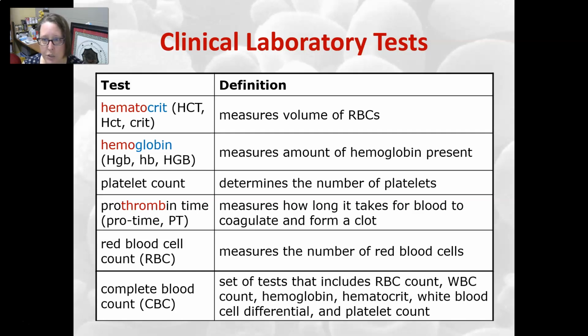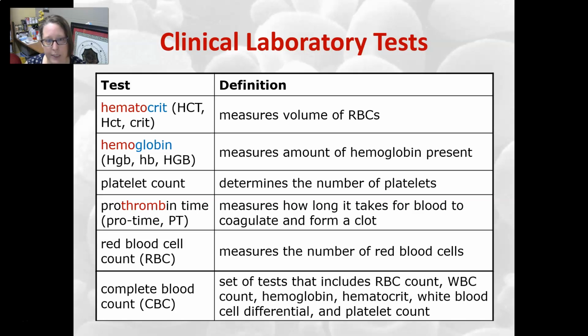It measures the volume of red cells as compared to the total volume of blood, and so it's a percentage. For example, it would be normal to expect hematocrit, especially in males, to be about 45%. That means 45% of the volume of blood is red cells.